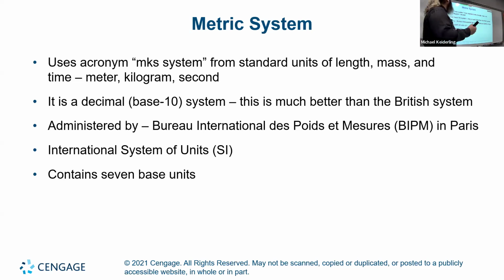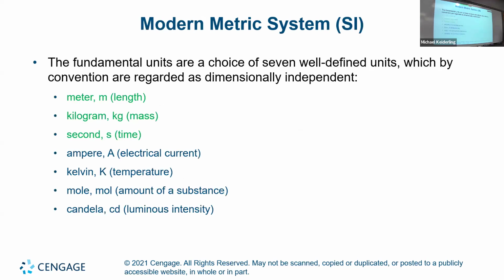It's administered by the Bureau International des Poids et Mesures, the BIPM in Paris, which is the International Bureau of Weights and Measures, translated into English. And it is the International System of Units, or Système International in French, which is why it is abbreviated SI. So the general abbreviation for the metric system is the SI system. And it contains 7 base units.